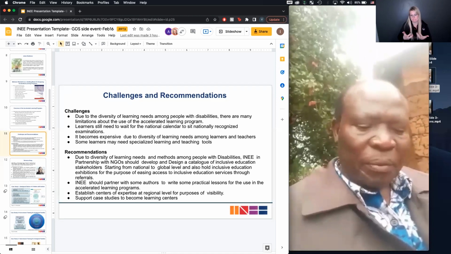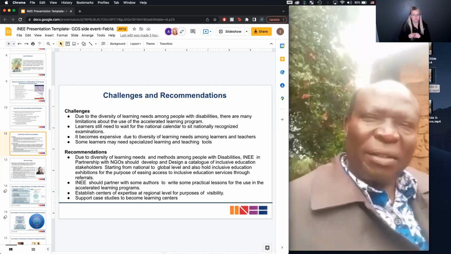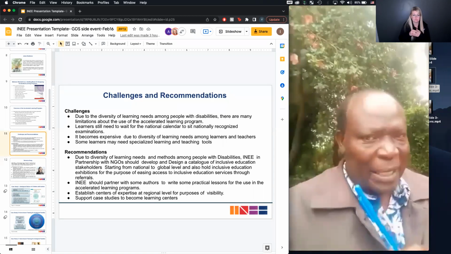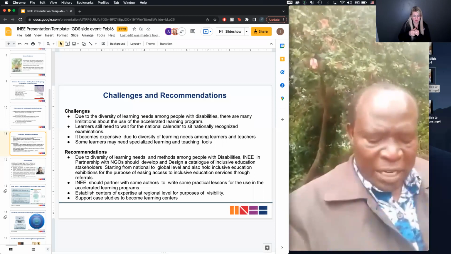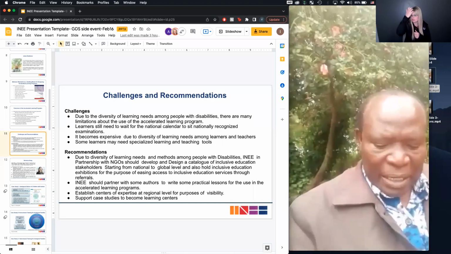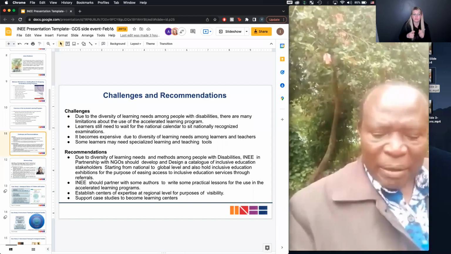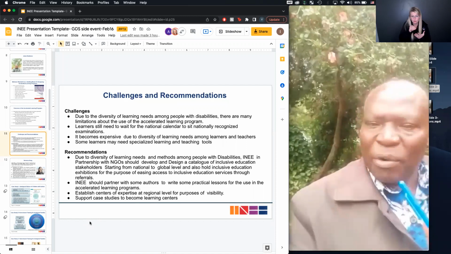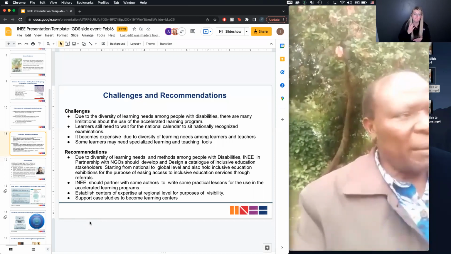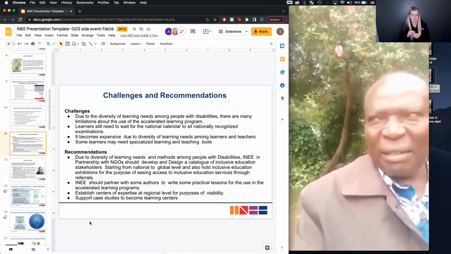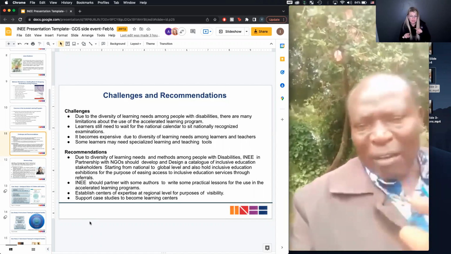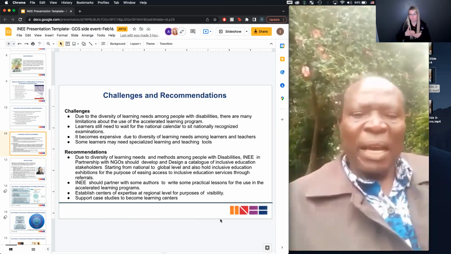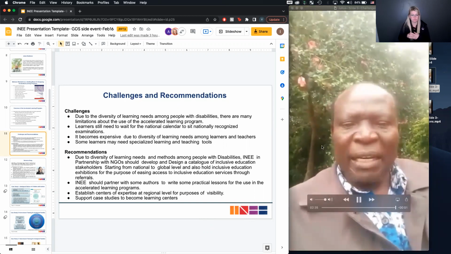We also have inclusive education, which sometimes becomes very expensive. You may want to implement, but how are you going to take in the needs of everyone? It becomes very, very expensive. Another challenge is some learners need specialized learning approaches. Some of them may need learning technologies, but because we don't have all of them, it becomes a problem on our side. So those are the challenges we face with the accelerated learning.